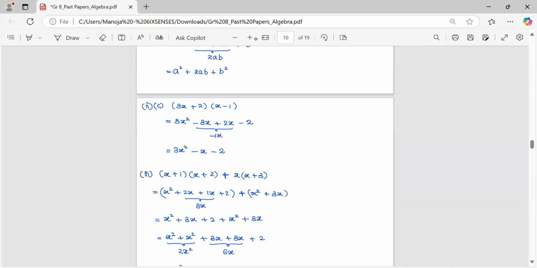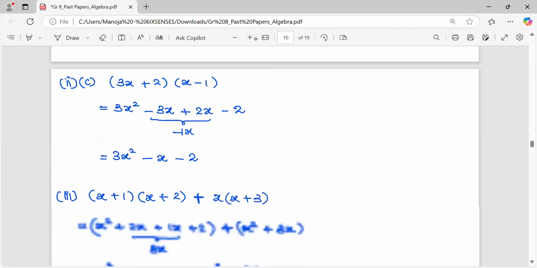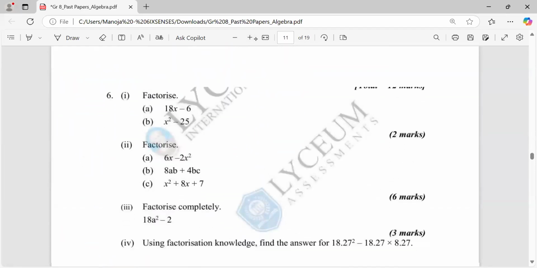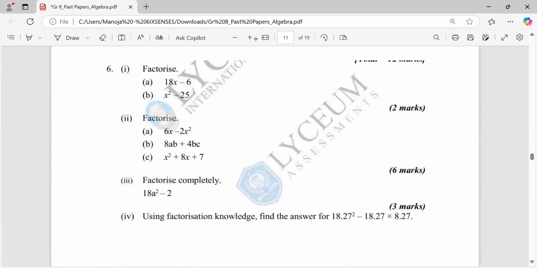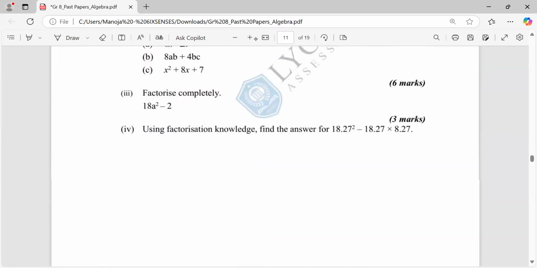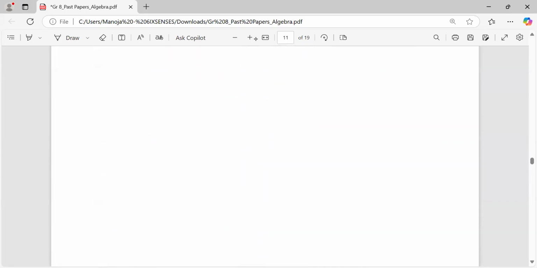Right, so then we will move to the next question. That is question number 6. So move to question number 6 in the same paper. Question number 6. Right. So there we want to factorize. Again, I do the same thing. Right.